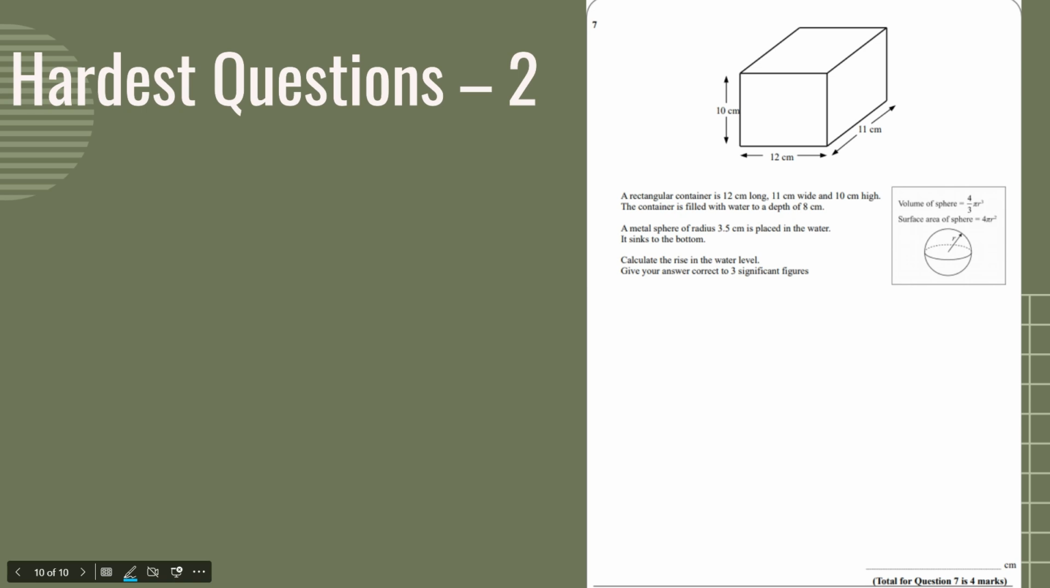Basically, what's gone on here is, we have a water level that goes up to 8 centimeters. And we've placed the ball in the water, and the water has risen, obviously, because it has displaced. And it's now risen to a new height. If we work out this new height, minus it from the 8, we can work out the rise in the water level. So, to begin with, let's work out the volume of our metal sphere. So we do volume, 4/3 of pi, times 3.5 cubed, and we get 343 thirds of pi centimeters cubed.